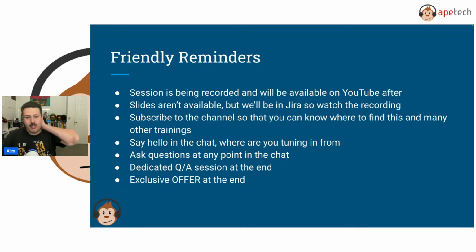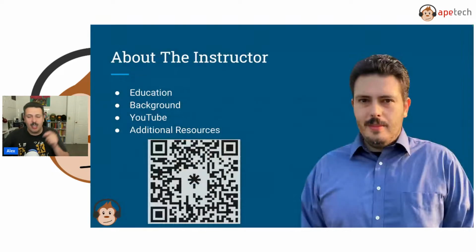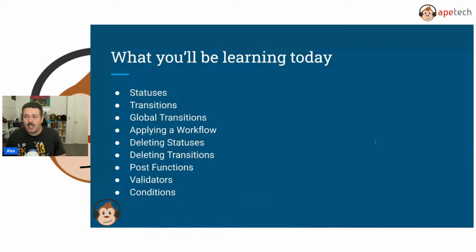Let's jump into some of the material here because, as I mentioned, we have a lot to cover. So we're going to talk about statuses. We're going to talk about transitions, global transitions. What's the difference? How to apply workflows, how to delete statuses, how to delete transitions. We'll talk about post functions, validators, and conditions.